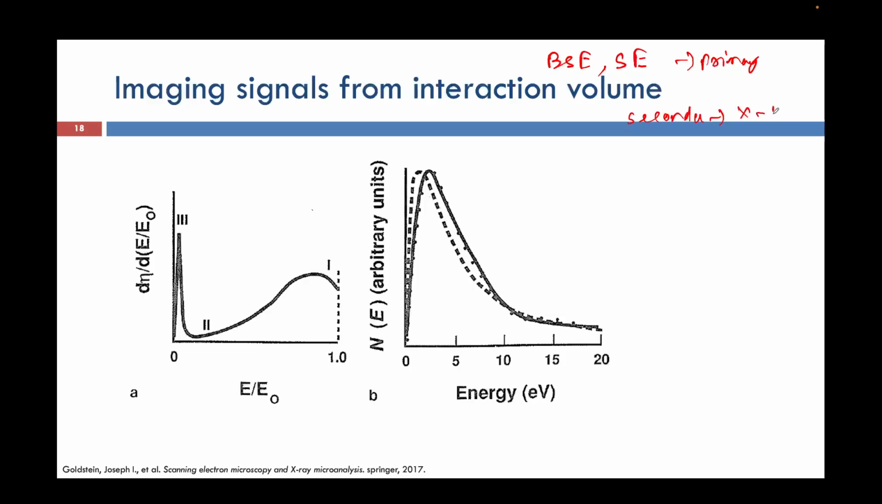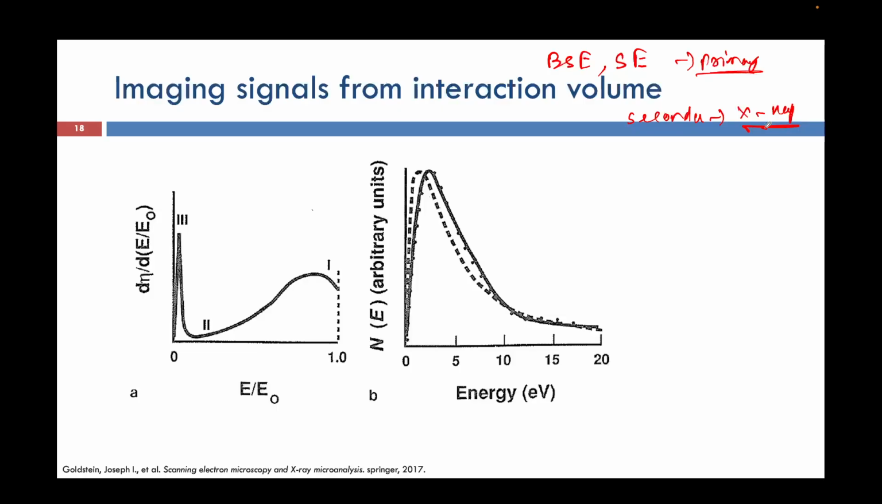Those are X-rays. So primary signals, SE and BSE, we use them to see many microstructural features, and X-rays we generally use for EDS, energy dispersive spectroscopy, where we try to see the compositional details. Okay, like at which place any particular element is there, right?